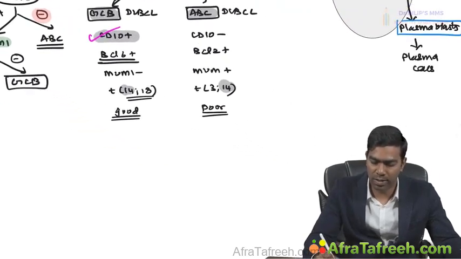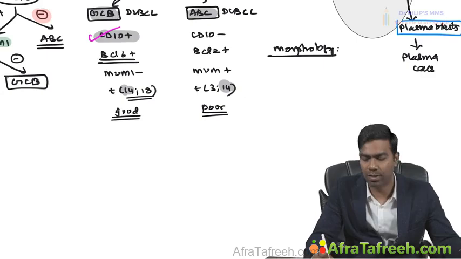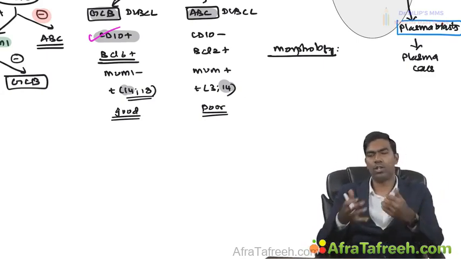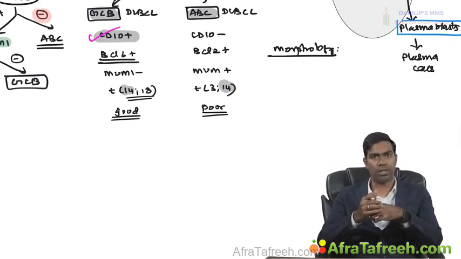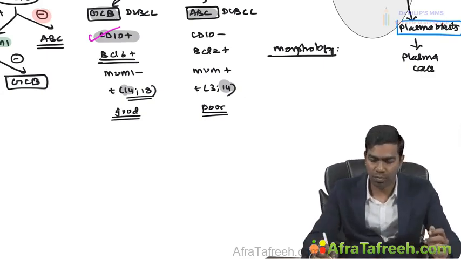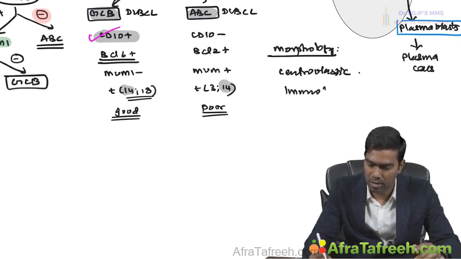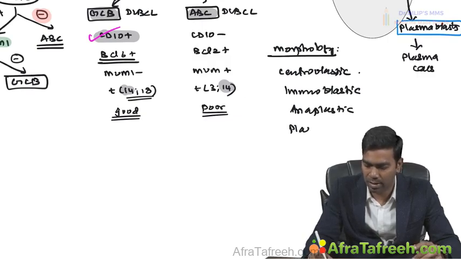And morphologically, there are 4 classes by WHO. Morphology means what cell types you see with your eyes in your histopathological examination. So morphologically, it is divided into 4 types. One is called centroblastic. Second, you have immunoblastic. Third, you have anaplastic. And fourth, you have plasmablastic.